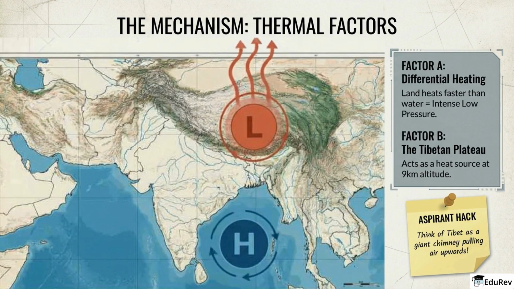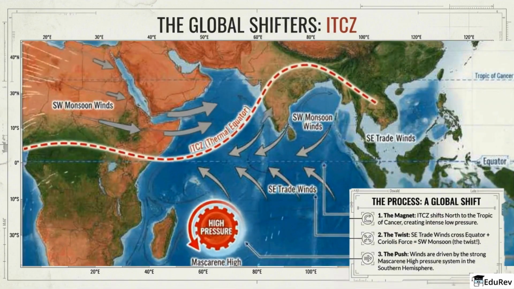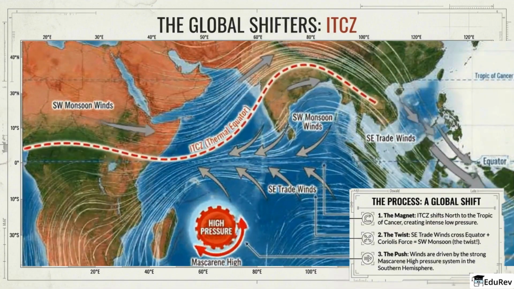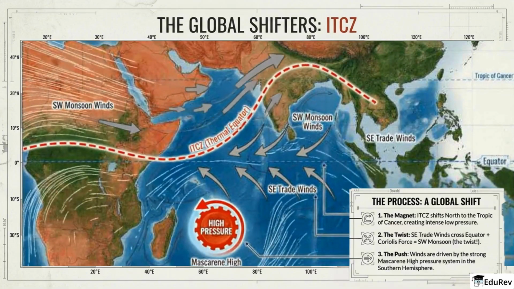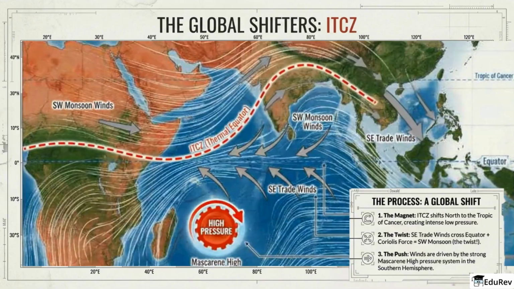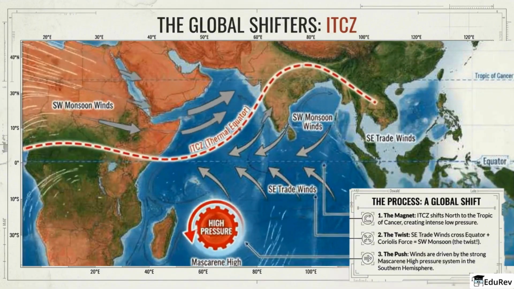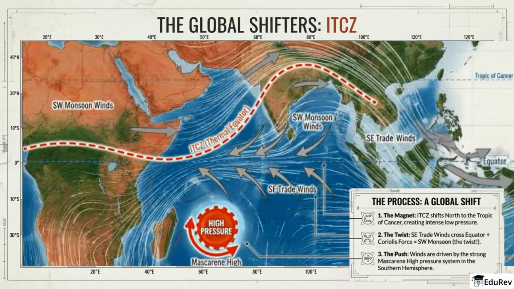But local heating alone is not enough. We must now look at the global system. The ITCZ, the Intertropical Convergence Zone. This is the equatorial belt where trade winds meet and air rises. In summer, the ITCZ shifts northwards, closer to the Tropic of Cancer. That northward shift pulls the zone of rising air towards India.